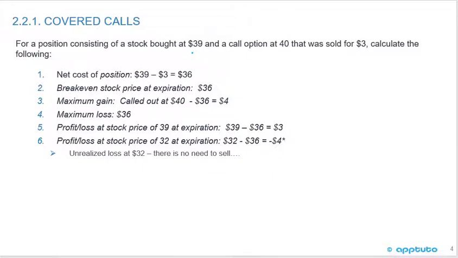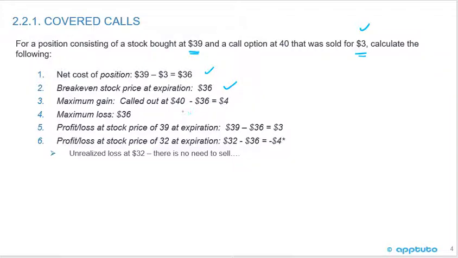Okay, so I bought the stock at $39 and I'm selling the call for $3. So you can see the net cost of the position is buying the stock at $39 minus the premium. There are two ways of looking at the covered call strategy. One is that it's reducing your buying price for the stock. Or two, you can look at it as increasing your yield, because you're receiving an income of $3. Anyhow, the break-even stock price at expiration then has to be $36.